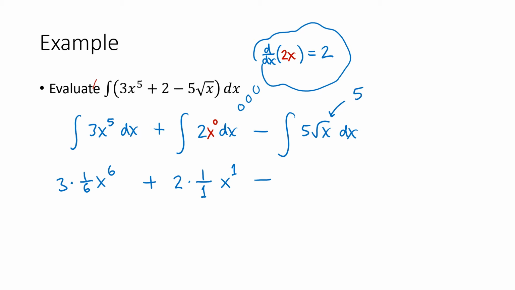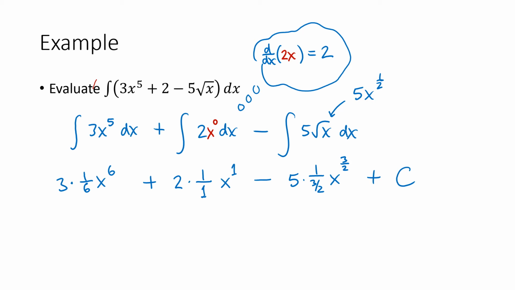What about 5 times the square root of x here? Well, we can rewrite this as 5 times x to the 1/2, and again use our power rule. The 5 is a constant multiple. I add 1 to my power, so add 1 to 1/2, you get 3/2, and then divide by the new power, so 1 divided by 3/2, and then finally I have a plus c.